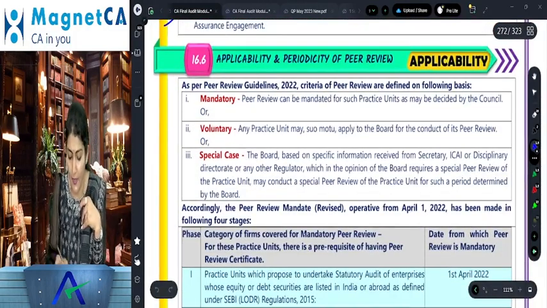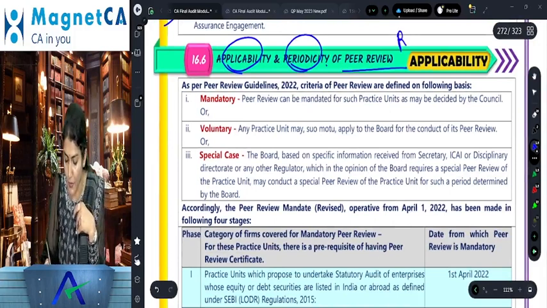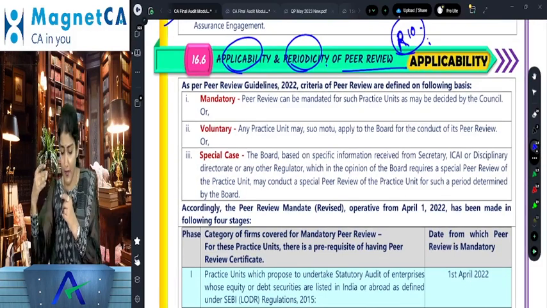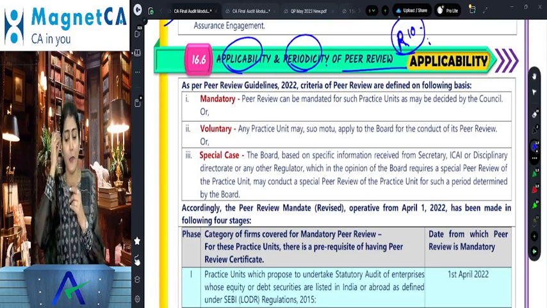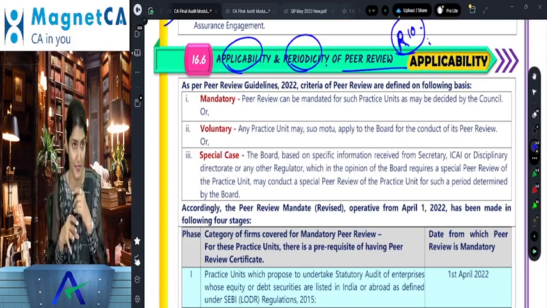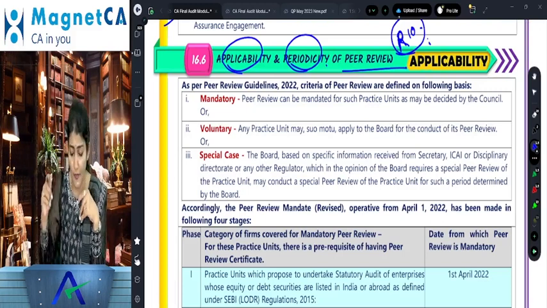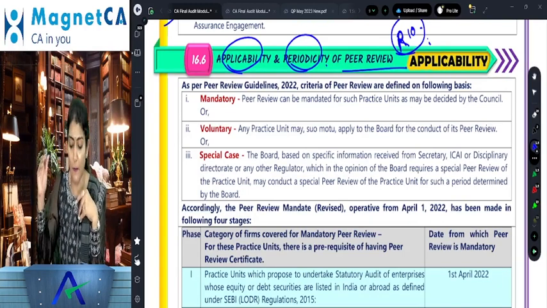Okay, right, then we come to the applicability and the periodicity. Again, this is R raised to 10. It has only come in your RTP May 23. So maybe the questions in the question bank will not match with this updated content, because they've changed the applicability of the peer review and the periodicity of the peer review.